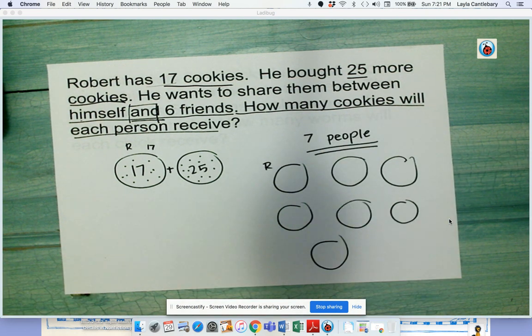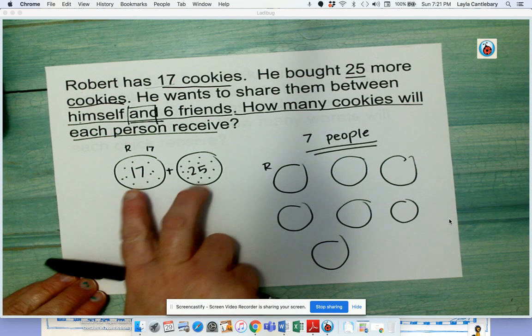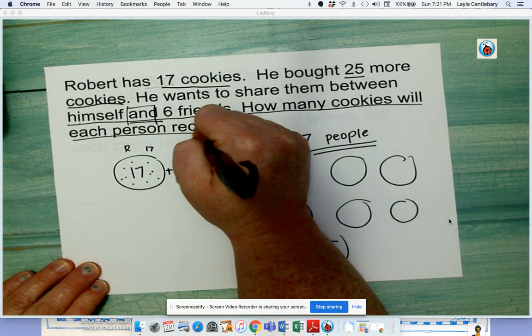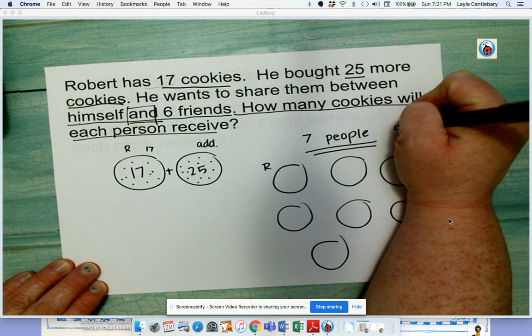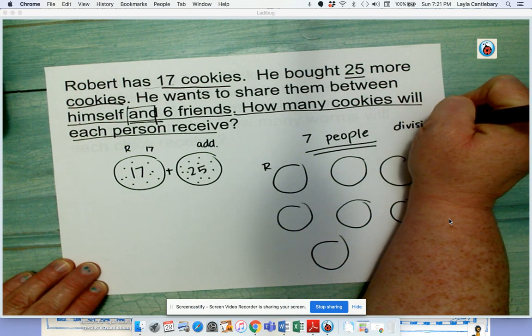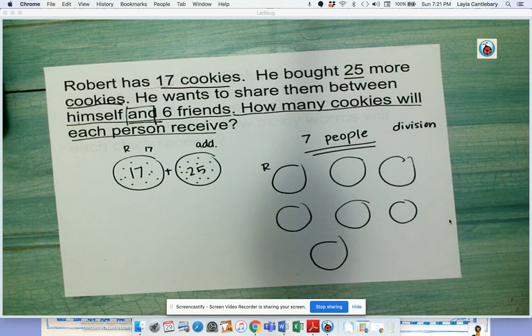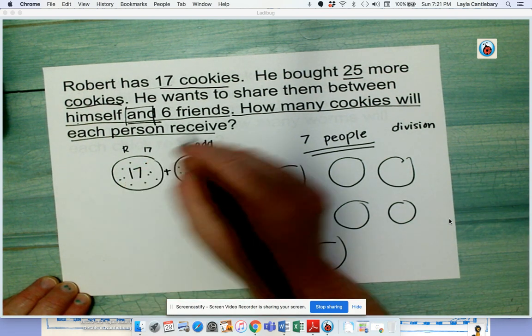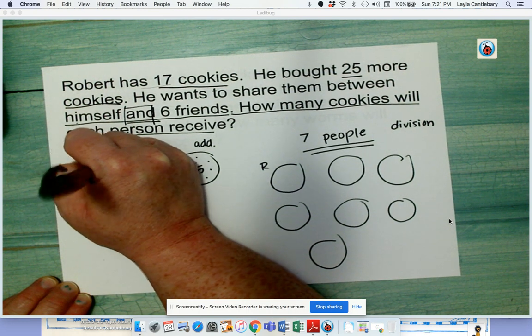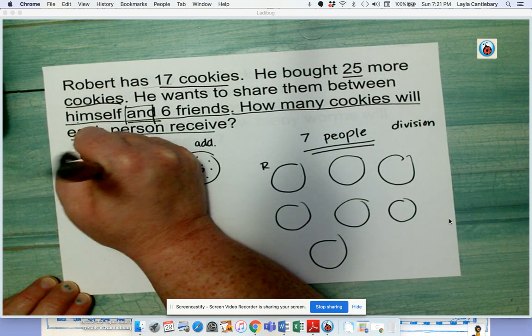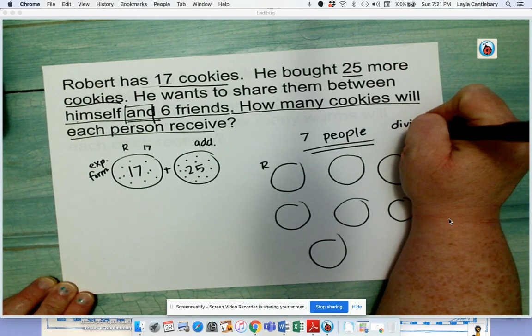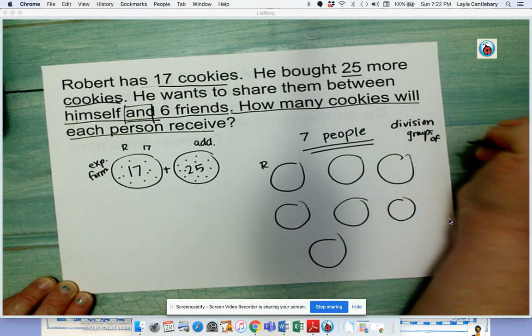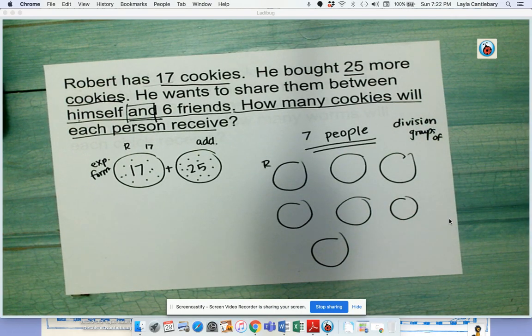So now I've imagined, and now I'm going to plan. My plan is going to be to add these 2 numbers. I'm going to use addition, and then I'm going to use division. And what will my strategies be? Well, I'm going to use expanded form, because I find that very easy. And then I'm going to plan for my division. Obviously, I'm going to use groups of. That's the way I've decided to do it. You do not have to do that, but you can. It's your choice what strategies you use, obviously.